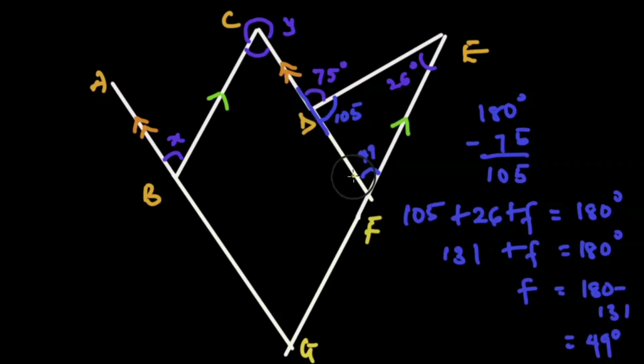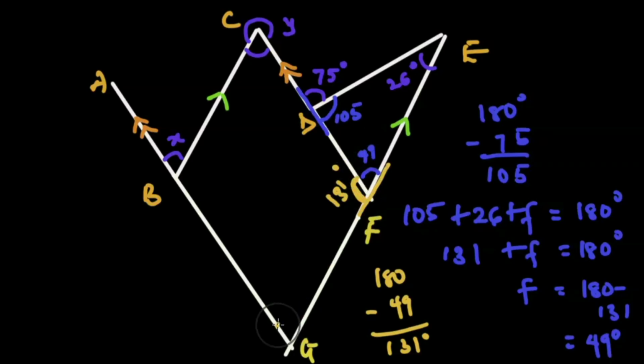Now I can also get the angle right here because this is a straight line. And because this is a straight line, the sum of angles on a straight line is 180 degrees. And so the angle here will be 180 minus 49, and that will be 131 degrees. So the angle right here is 131 degrees.